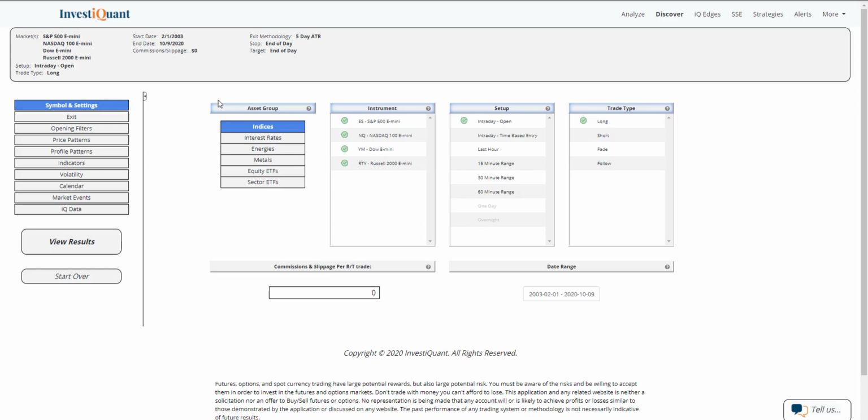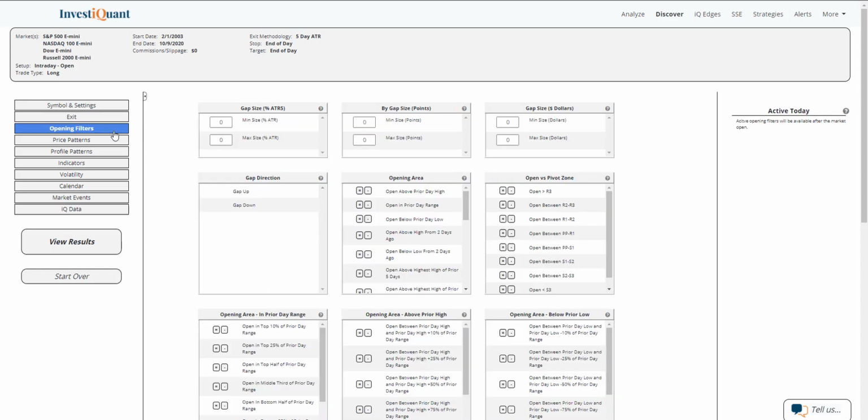For the opening filters, I'm going to use an opening filter of open above the highest high of the prior 5 days. That's found here in the opening area section, and that is going to put us above the highs that are made within the regular trading hours throughout the week. So we'll be opening at a new high for the week.